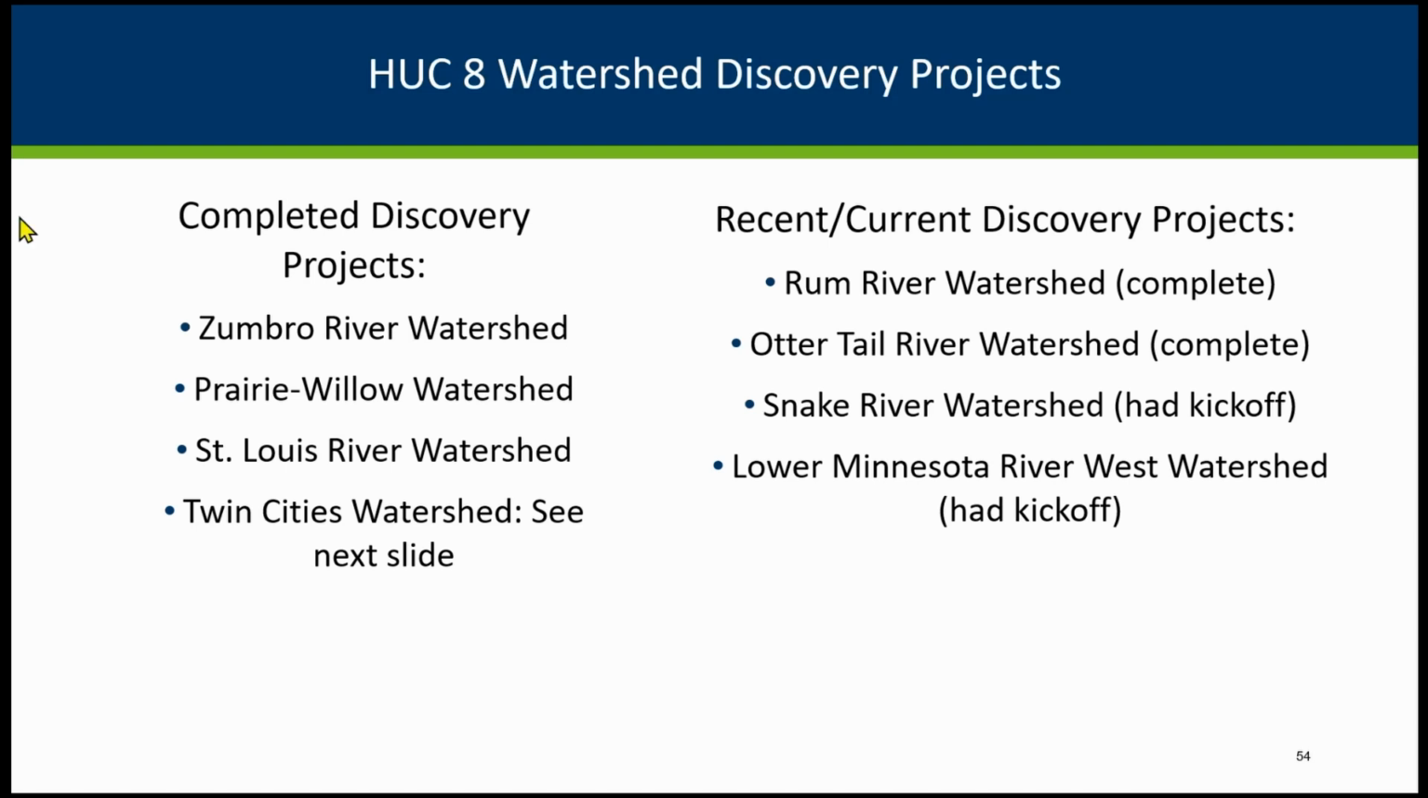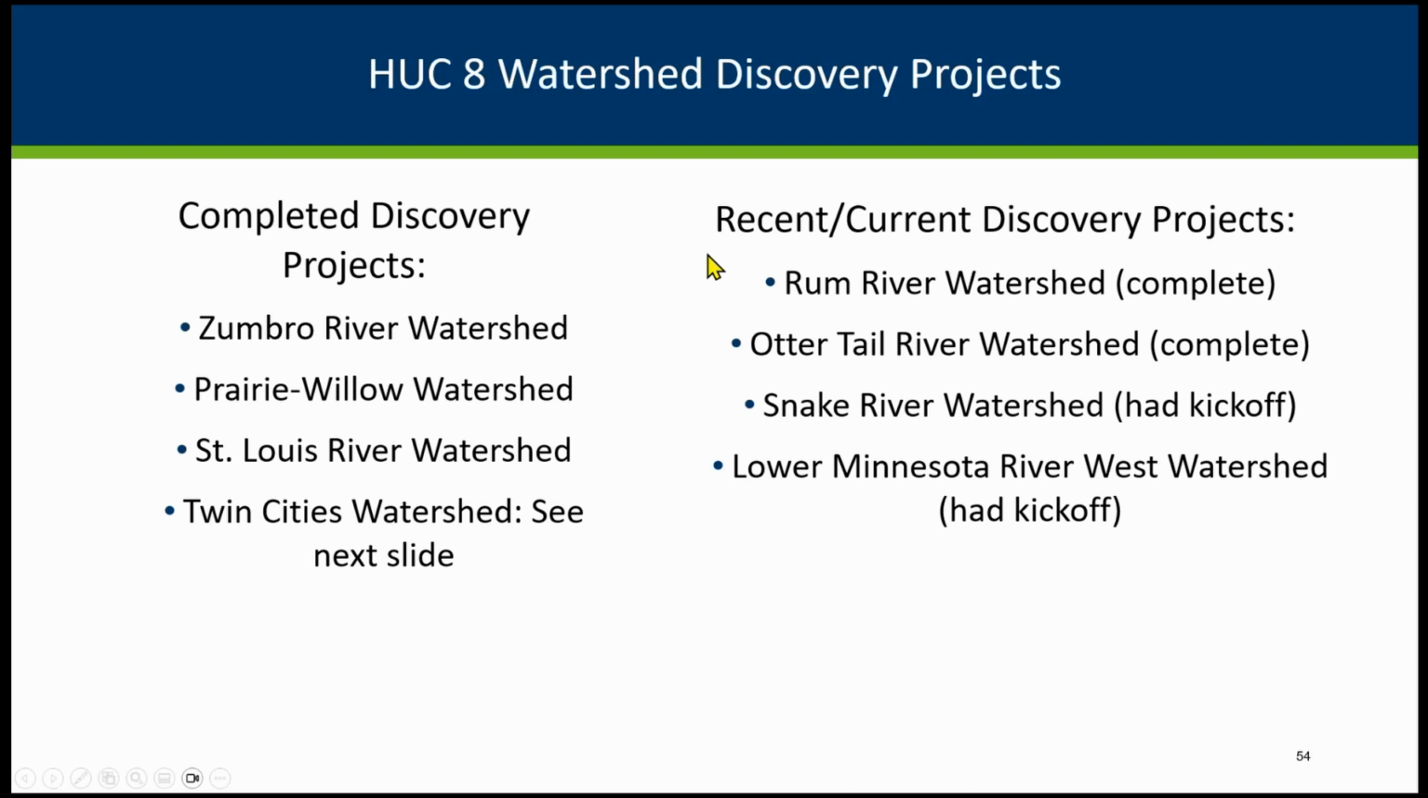Our closed discovery projects include the Zumbro River watershed, which was completed in 2017, and that includes portions of Dodge, Wabasha, Goodhue, Olmsted, and Rice counties. We also had the Prairie Willow and St. Louis River watersheds, which were completed in 2016, and that included portions of Aitkin, Carlton, Itasca, and St. Louis counties. And lastly, we had the Twin Cities watershed discovery, which was completed in 2014. I'll go into a little more information on the next slide.